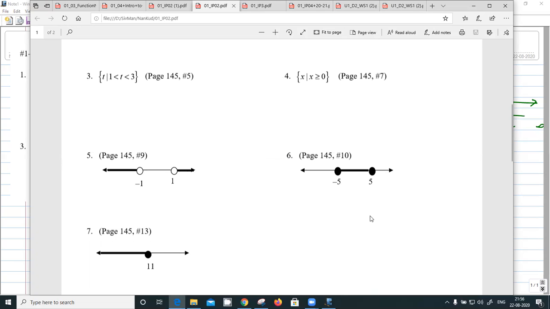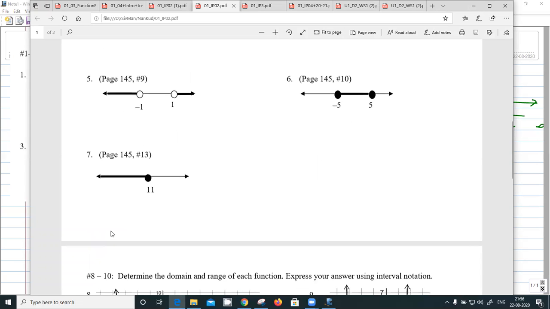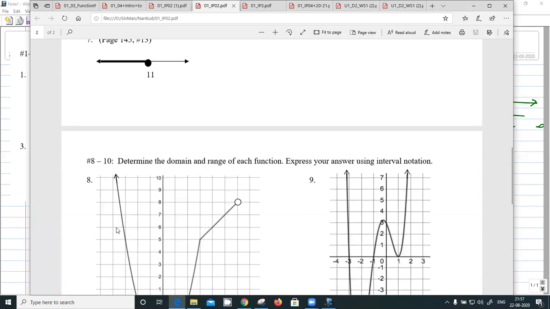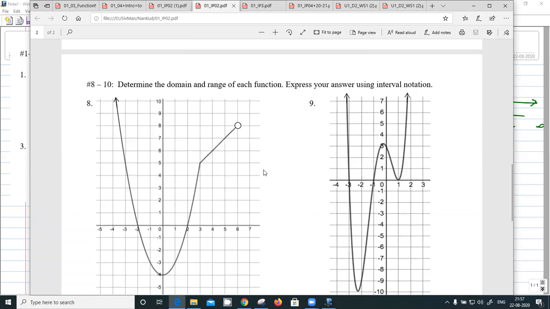6 is -5, comma 5, and then they're both in square brackets, because both are included. Okay, 7? 7 is negative infinity, comma 11, and 11 is in square brackets, whereas infinity is just regular. Yeah, infinity is always regular. Right. Determine the domain and range of each function.